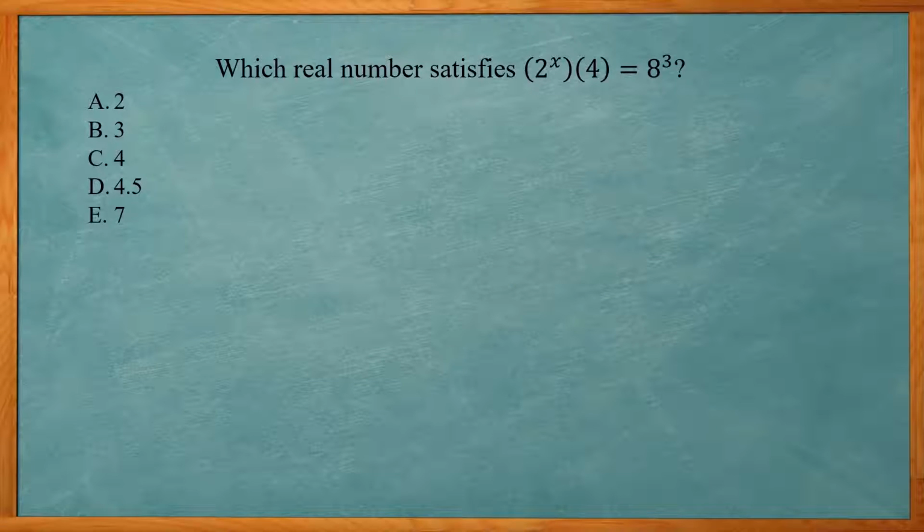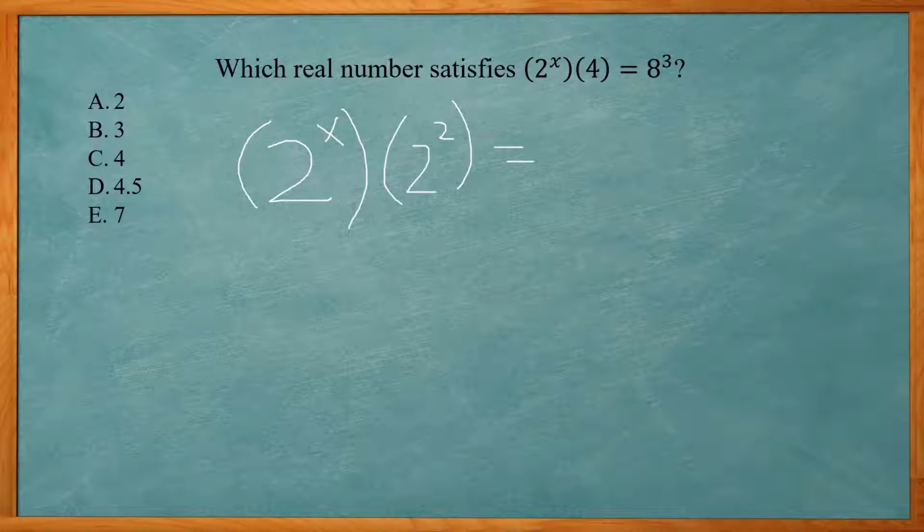So this one says, which real value satisfies 2 to the x power times 4 equals 8 to the third power? So again, we want to write this in terms of the same base. So we can use 2. So 2 to the x power. 4 is really 2 to the second power. 8 can be rewritten as 2 to the third power, and then still raised to the third power. And we can multiply the exponents together, 3 times 3. So this is really 2 to the ninth power.